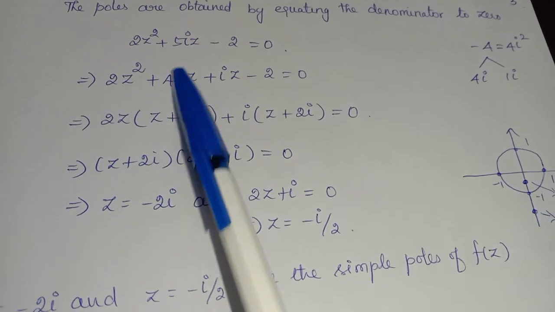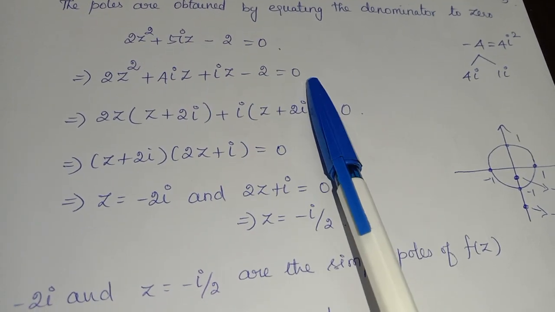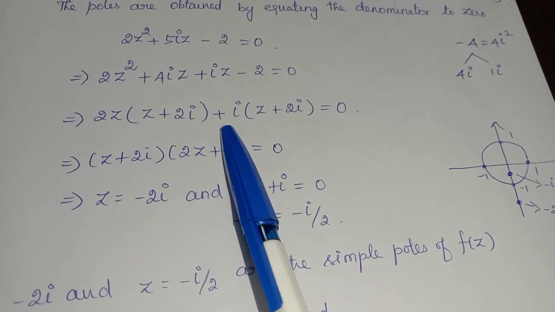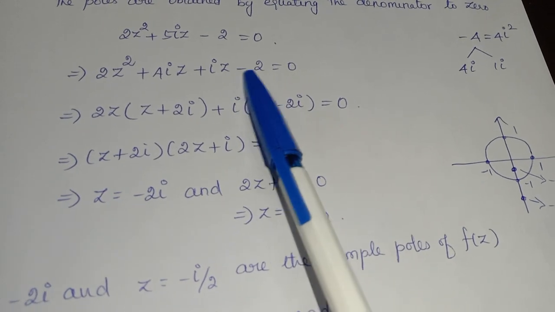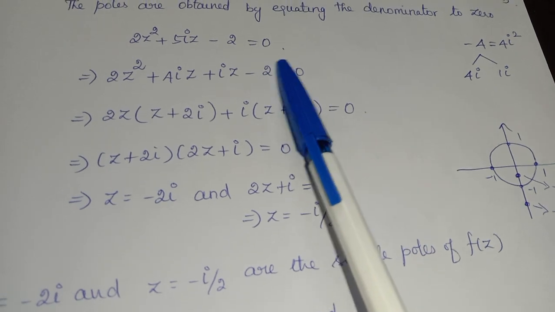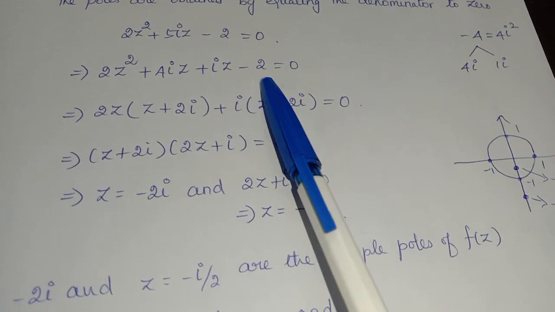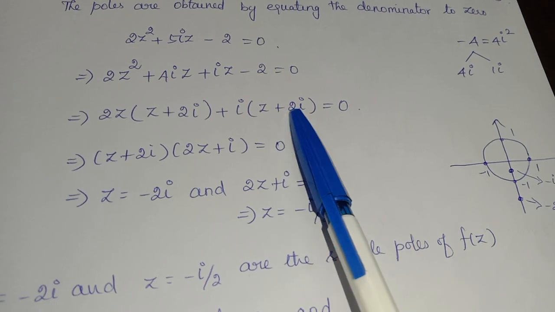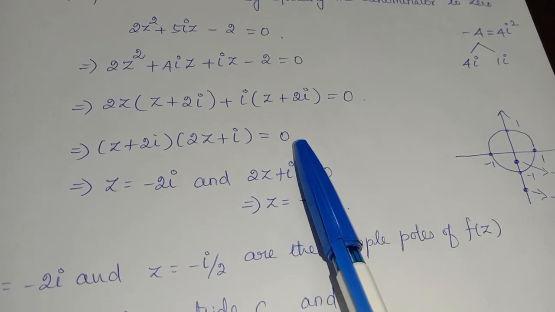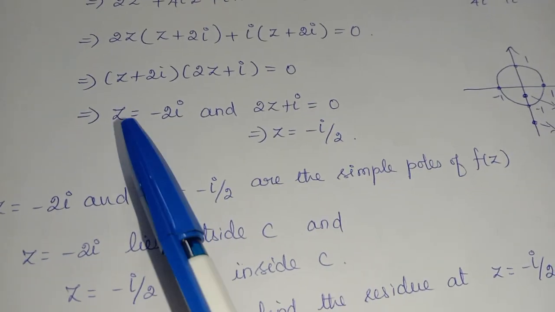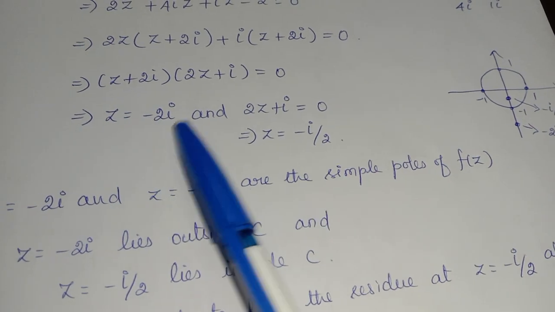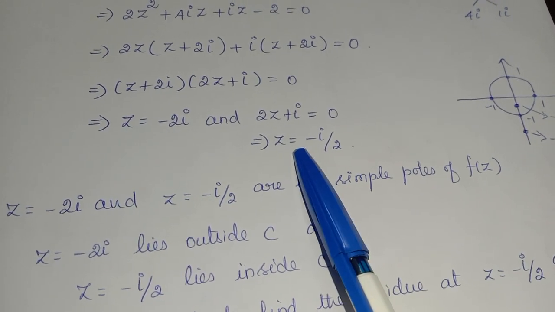So 2z square plus 4iz plus iz minus 2 equal to 0. So after simplification, 2z into z plus 2i plus i into z plus 2i. Again here also it is iz minus 2 only, no? This minus 2 can be written as what? 2i square plus 2i square. So out of that, if you take i outside, it will become z plus 2i equal to 0. So z plus 2i into 2z plus i equal to 0. So what are the poles we are getting? z equal to minus 2i and z equal to minus i by 2. Okay, we have two poles for the given function f of z.